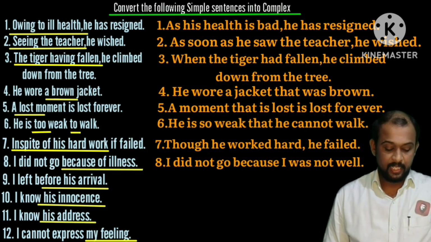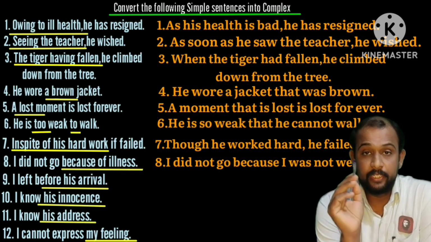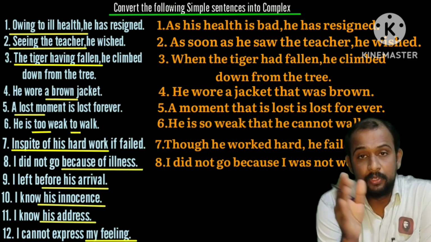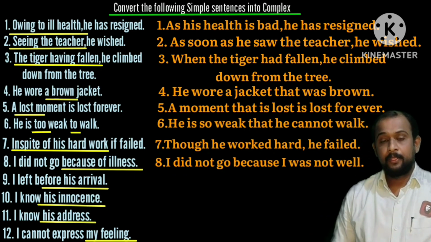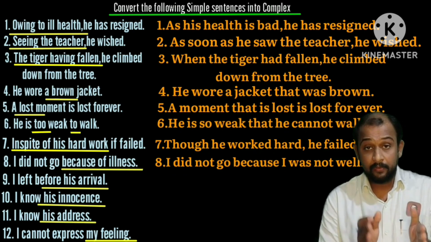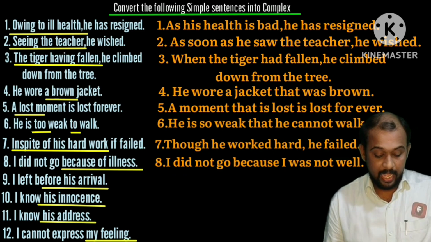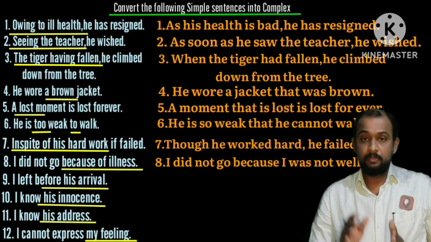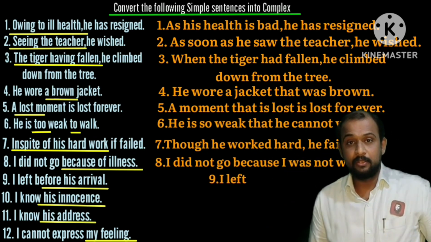Okay, next. I left before his arrival. The main clause is I left. Before his arrival is in fact a phrase. You have to convert this phrase into a clause. So I arrived, it is past tense. I left is past tense. You write, I left before he arrived. See, I left is a clause. He arrived is a clause.